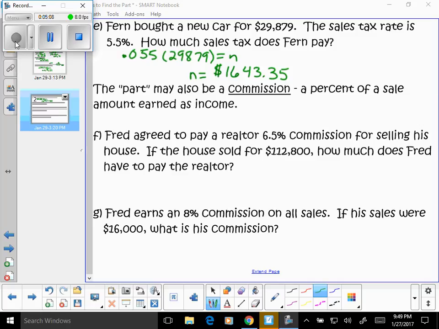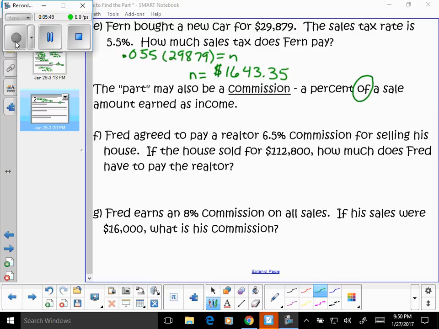Another thing that part may be is a commission, which is the percent of a sale amount that is earned as income. This happens especially in real estate. It can happen in insurance. It sometimes happens in certain kinds of sales, but it certainly happens a lot in real estate. We are going to take a percent of the sale. There's that word of again. So how much the house cost is going to be the whole. How much their sales were is going to be a whole.